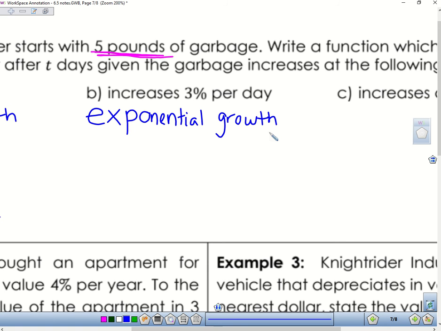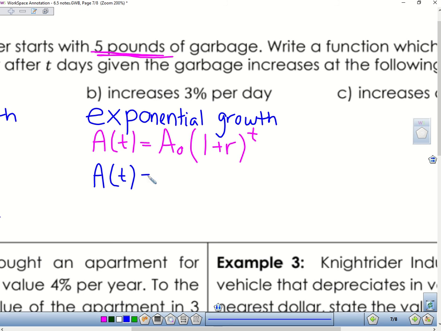So we're going to look at the formula for exponential growth on your notes. And it says A of t is equal to A sub 0 times 1 plus r to the t power. So now we're going to plug into this formula. So that's going to be A of t is equal to, how much trash did we start with? 5 pounds. 1 plus, what do I need to do with this decimal before I plug it in, or this percent?